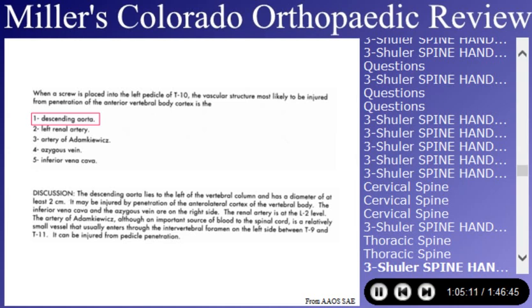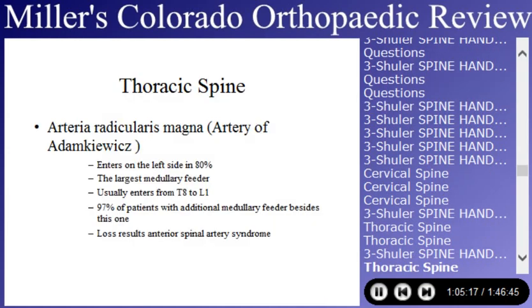What is it? Descending aorta. This is probably the most tested piece of minutia that I don't even give a darn about, but it's tested all the time. Artery of Adamkiewicz enters on the left side about 80% of the time between T8, and sometimes you'll see T12 or L1.